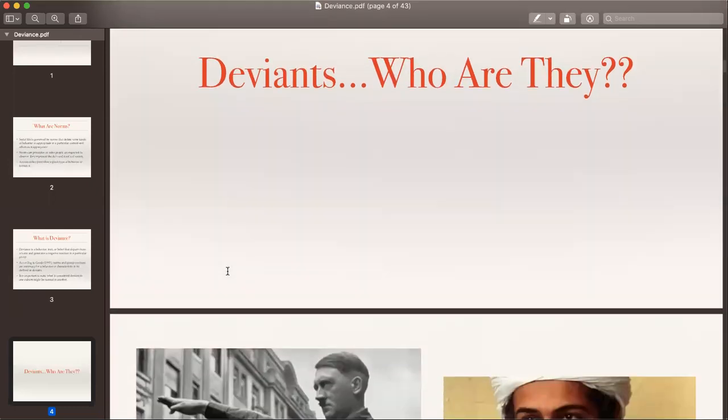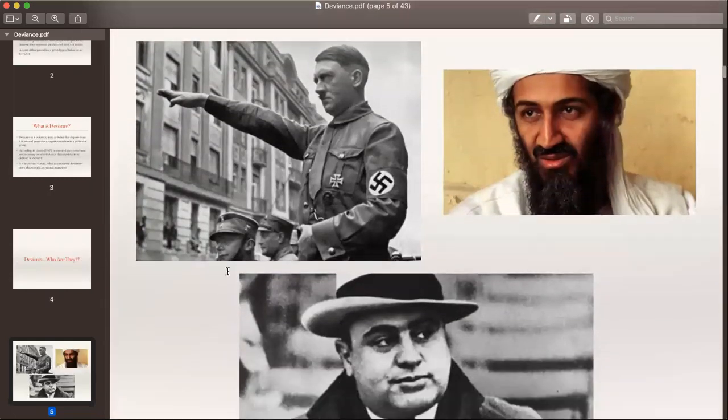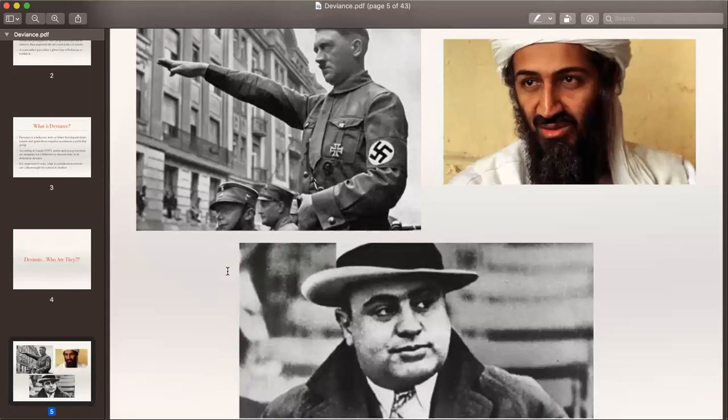So think about history. Think about Adolf Hitler, Osama bin Laden, Al Capone. These are individuals that certainly display forms of deviance. We would argue that a vast majority of individuals would label these individuals as negative forms of deviance because of the harm they inflicted on society, because of the terror that they inflicted on society, the idea that these individuals didn't respect humanity.